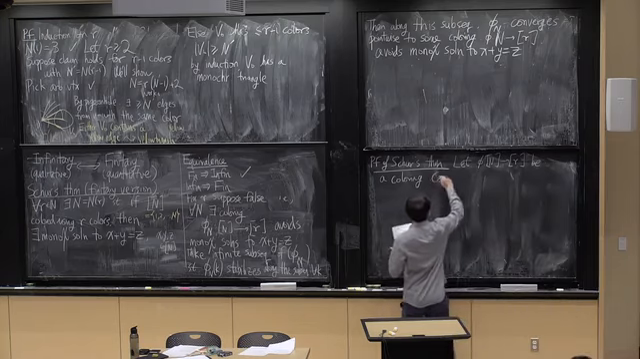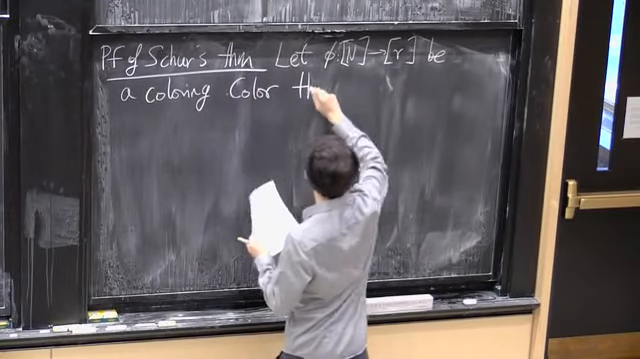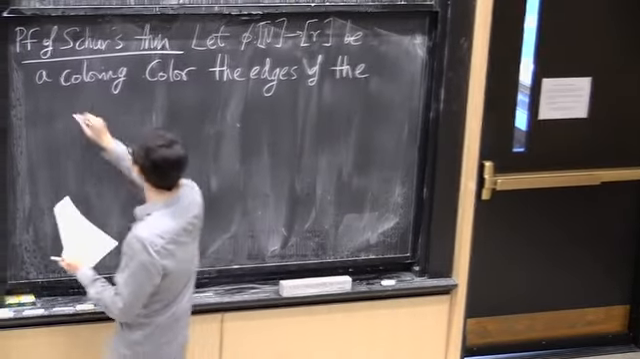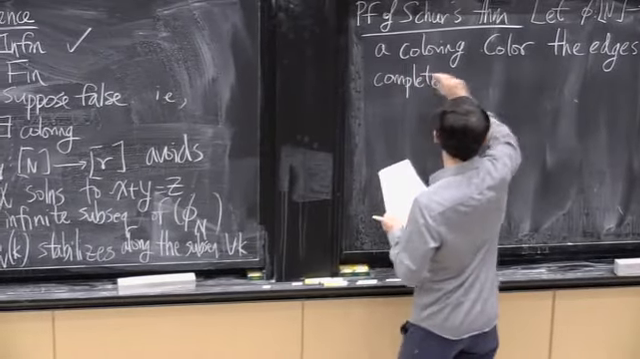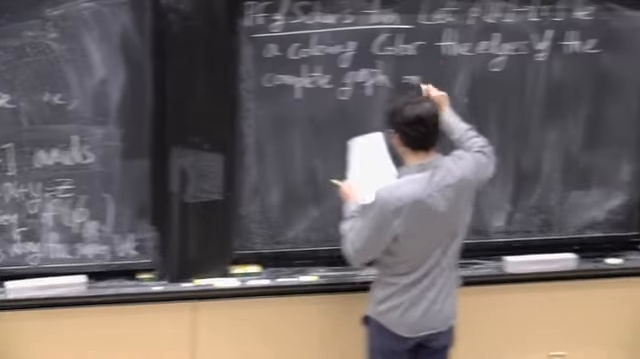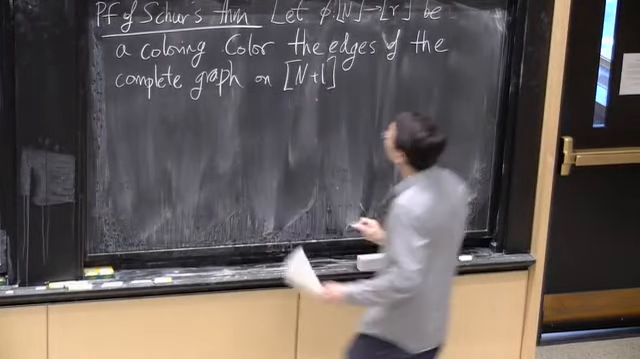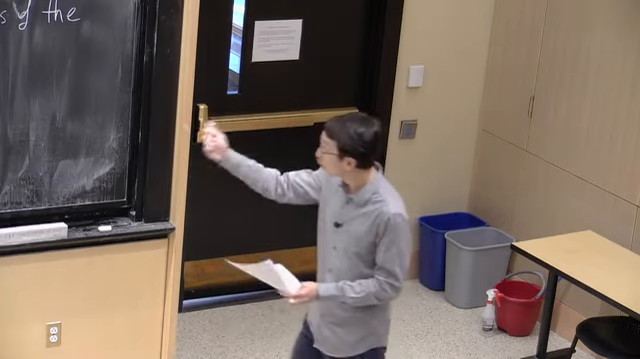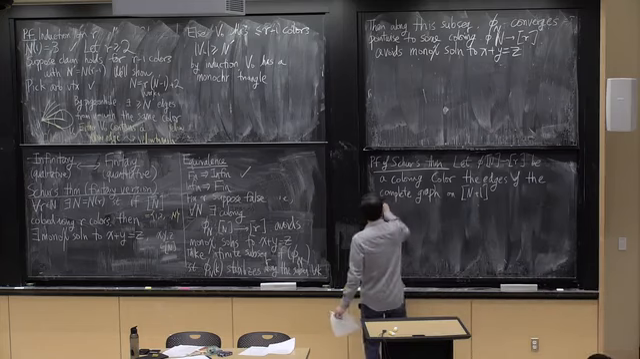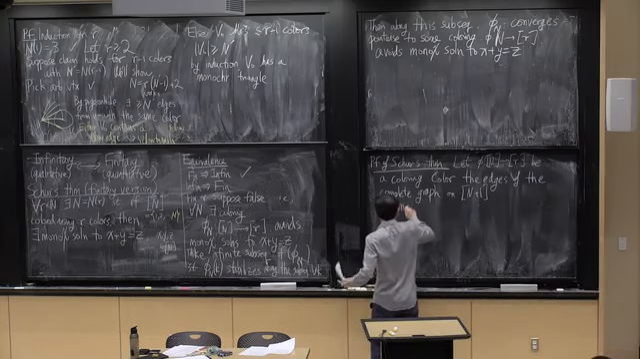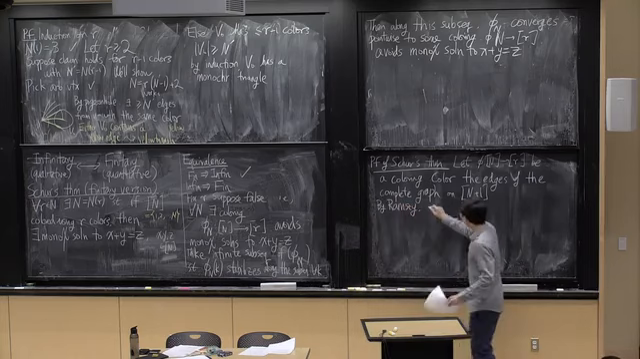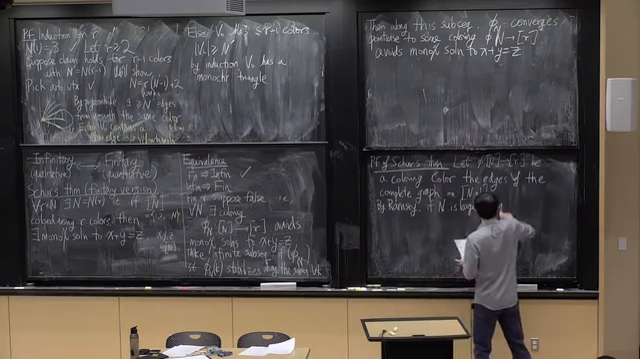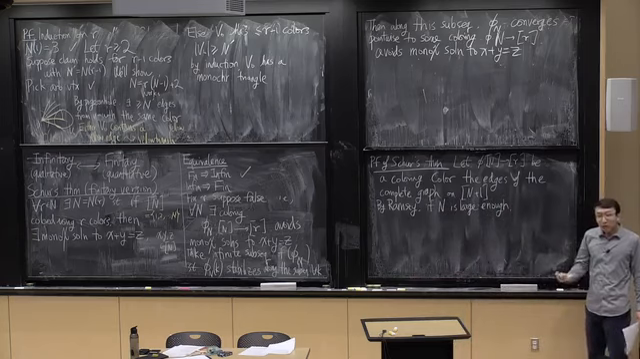So let's color the complete graph. Let's color the edges of the complete graph on the vertex set having n plus 1 vertices labeled by the positive integers up to n plus 1. Well, by the Ramsey result we just proved, if n is large enough, then there exists a monochromatic triangle.